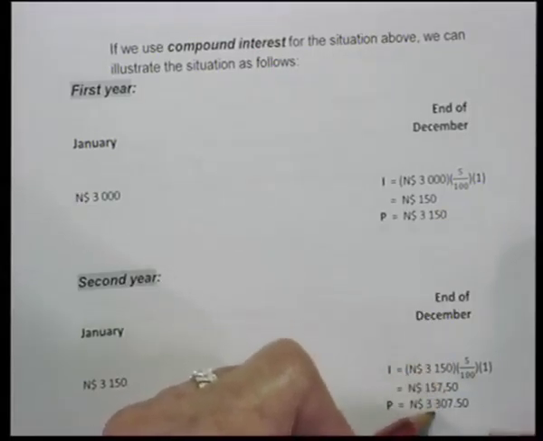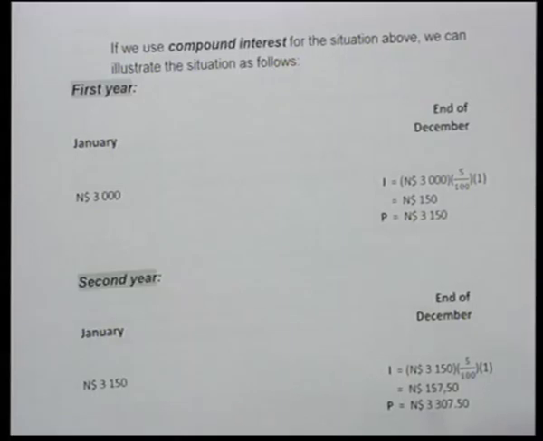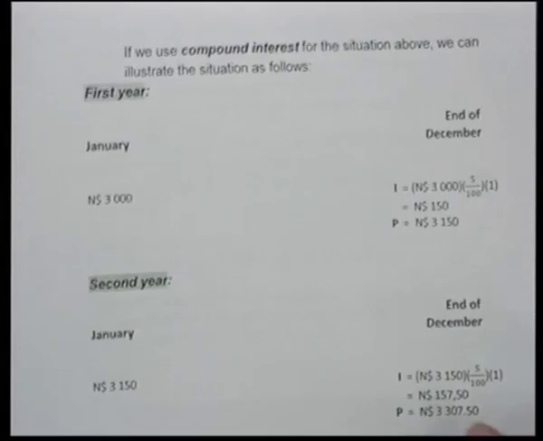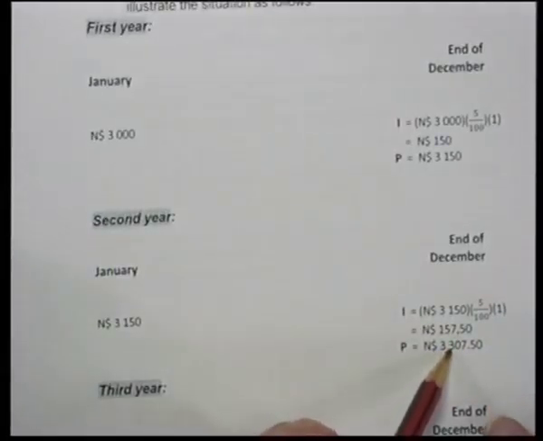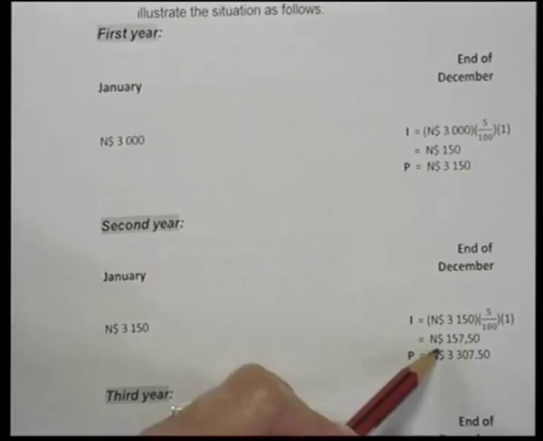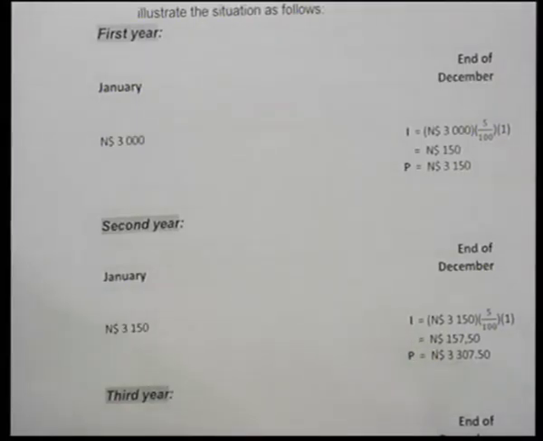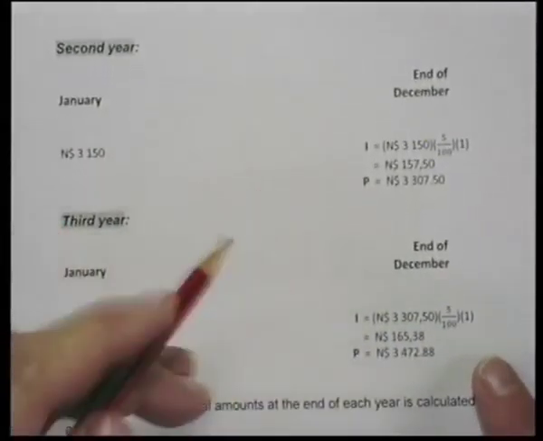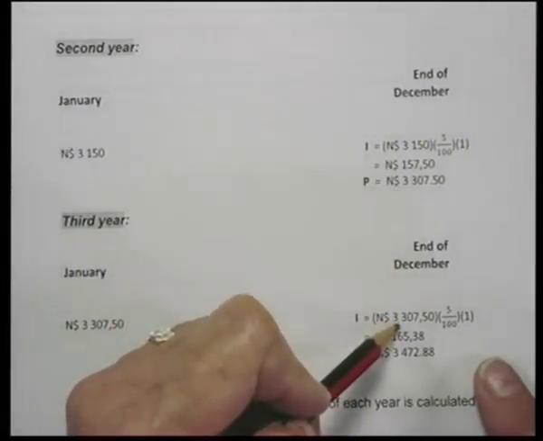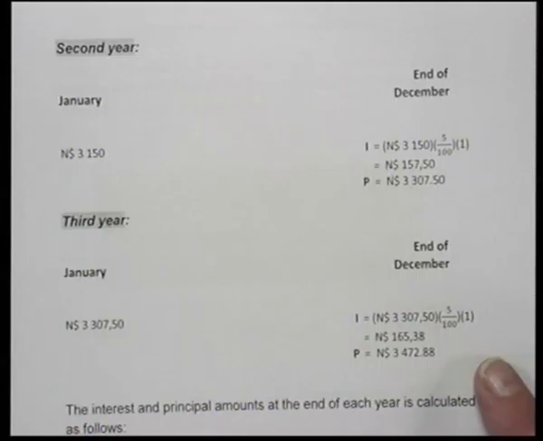3,150, and now you have $3,307.50. The third year, now we use the previous year's money, the second year's money. So 3,307.50, we use the same, and 5% interest. So we use that money for the third year, times 5%.